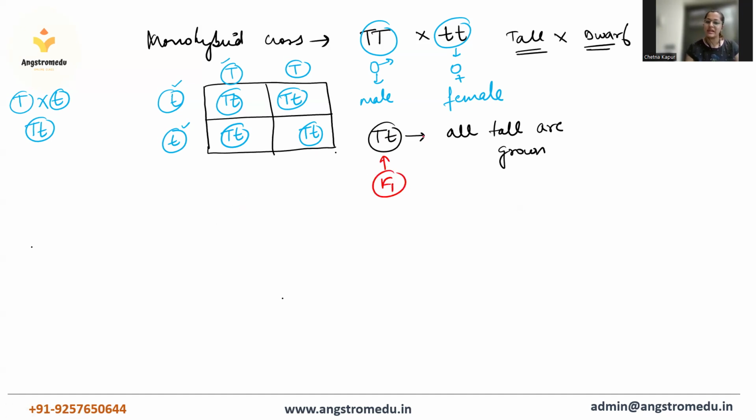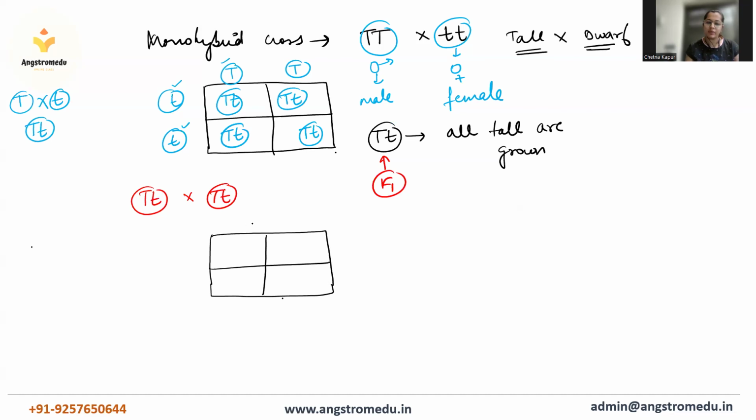Let us now self-cross this F1 generation. So what is the meaning of self-crossing? That means we are crossing capital T small t into capital T small t. Let us draw the Punnett square again. Same thing that you need to follow, capital T and small t, one trait on the horizontal line and one trait on the vertical line. So capital T small t on this horizontal line, and this capital T small t, let's say this is the second parent. Now you just need to cross it out.